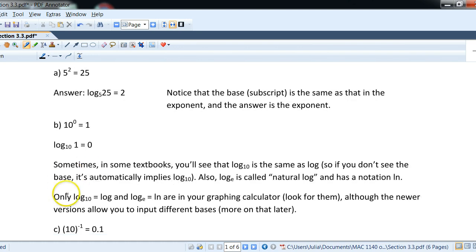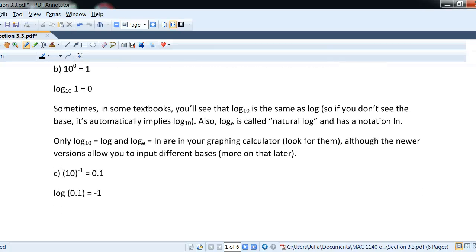So let's take a look. Log of base 10 is the same as log. Log of base e is the same as ln. Both of these, log and ln, are located on most calculators, so even scientific or graphing, for example, TI-83 or TI-84, would have these bases right here. So we can input those in the calculator, or we can use something that's called change of base to be able to input any logarithm into the calculator. So we can calculate some of them. Let's take a look.